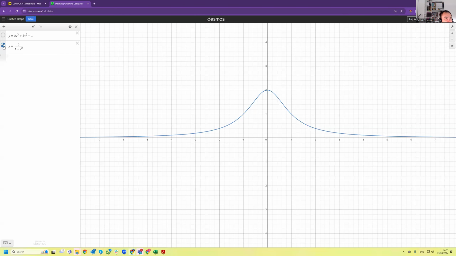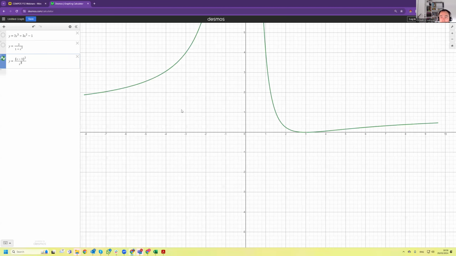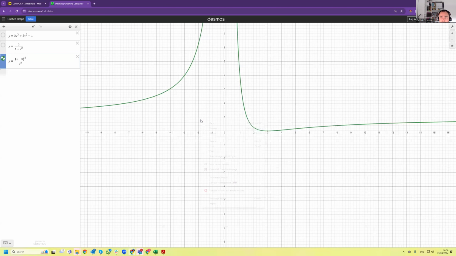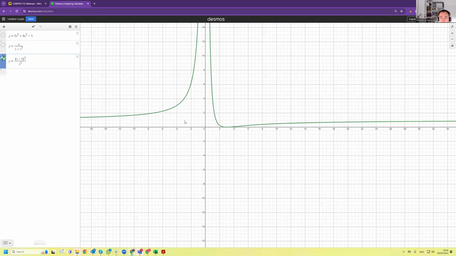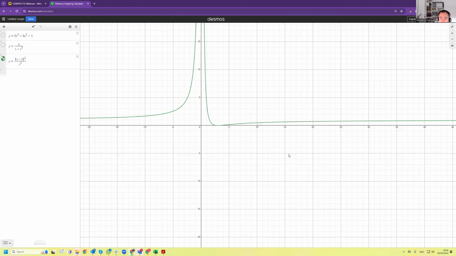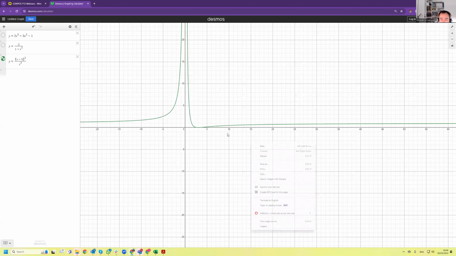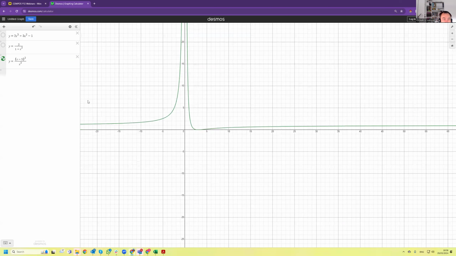Let's check. y equals (x minus 3) squared over x squared. I think that's even less dramatic than what I've drawn because it doesn't show you the asymptote. So I'll just show you the asymptote y equals 1. Here's the asymptote.